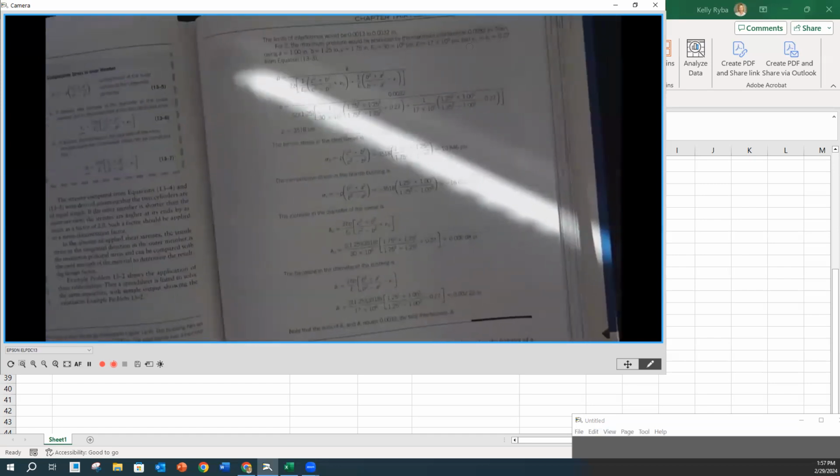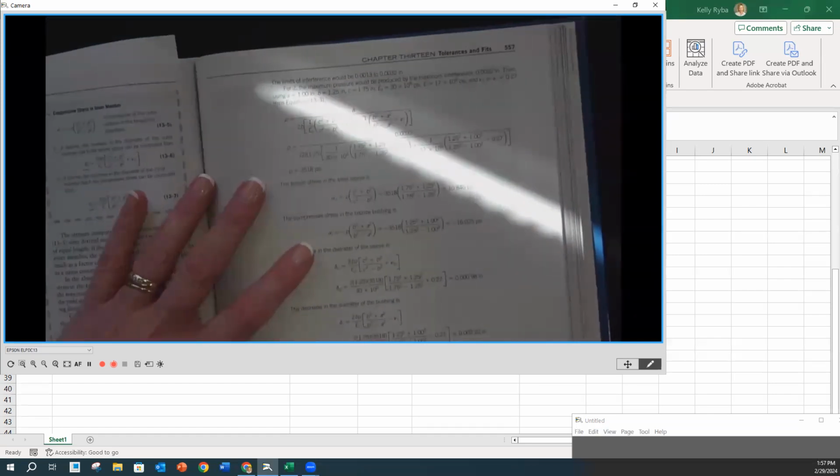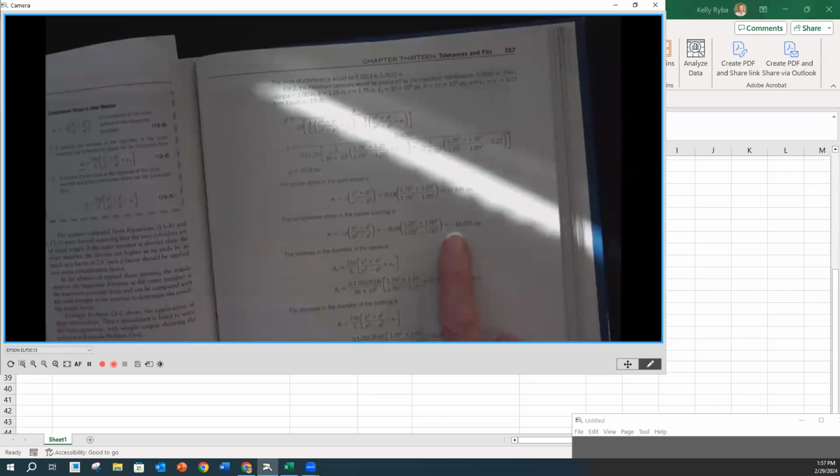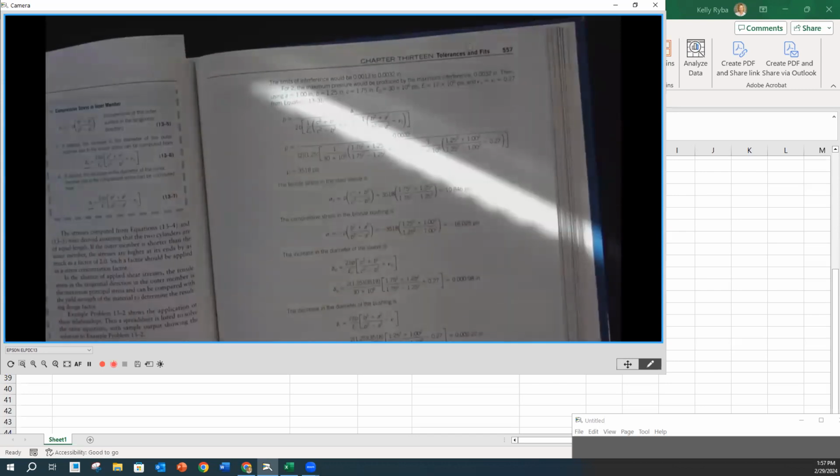And when we look at the stress on the inner member, it's 16,000, and there too, you can expect the reverse loading to be about the same.